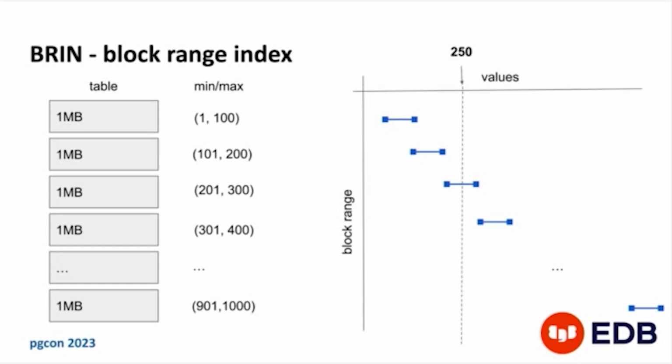So when I'm searching for a value 250, I find all the ranges that might contain the value based on the minimum and maximum. And I know that I only need to scan this 1 megabyte chunk of the table. I can read all the tuples from there, check the condition again, and then output only the tuples that actually match the key.